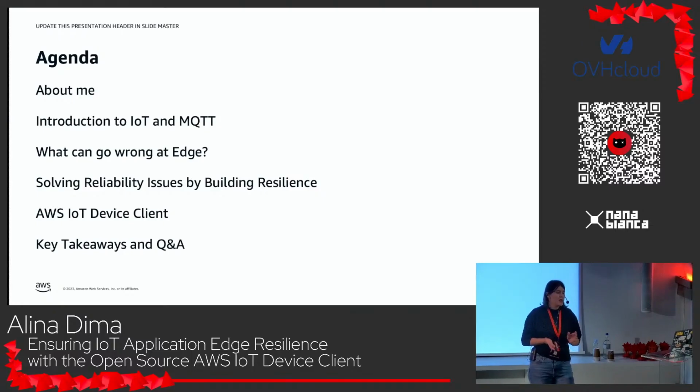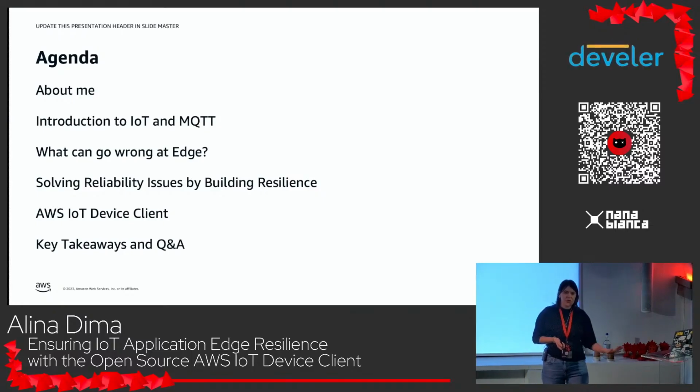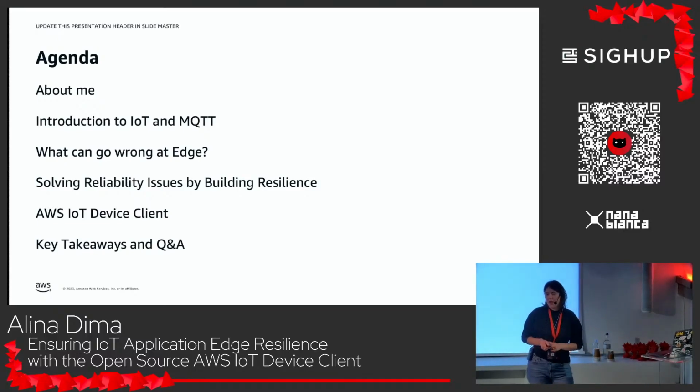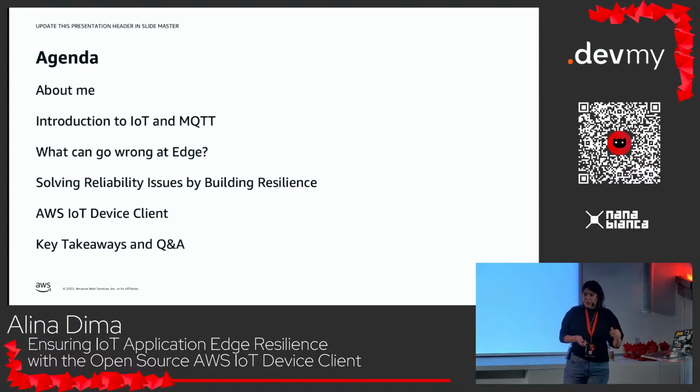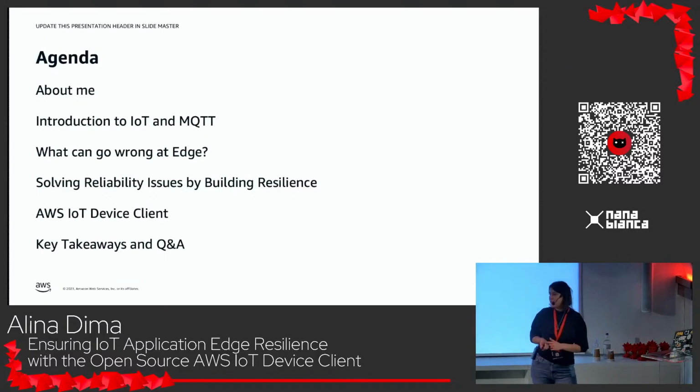So I'm going to introduce IoT, MQTT, and then I'm going to talk about what can go wrong at the edge. So generally, when you're building IoT, multiple components, an ecosystem, we'll talk about that, but we will focus on the edge. Then I'm going to explain how you can solve some of these reliability problems by building resilience in your application, and how you can do it with, of course, open source tools.